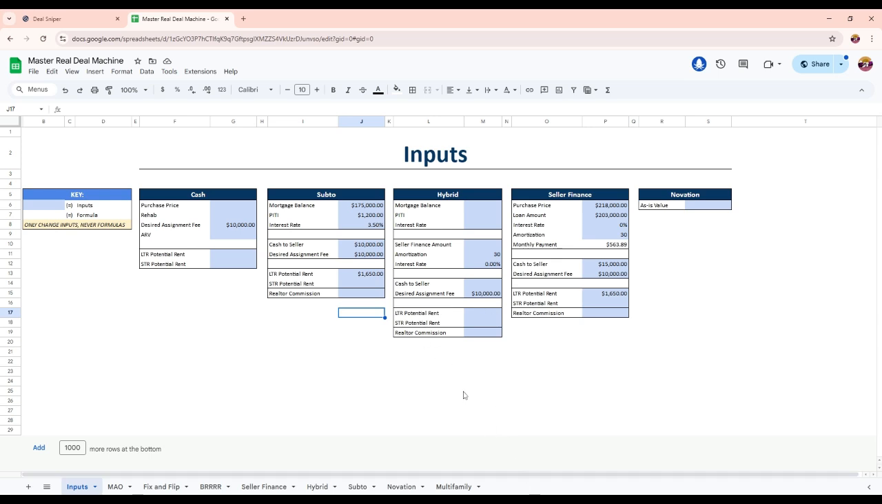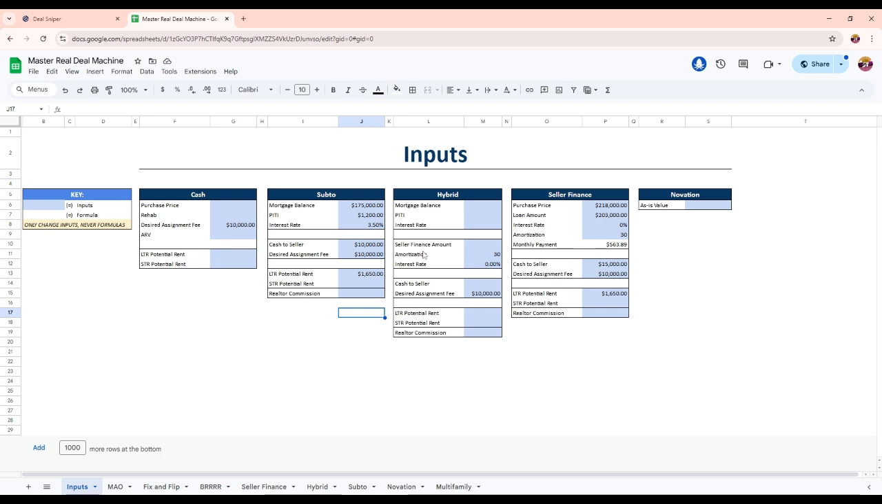This is Sean, and today we're going to be showing you how to use the calculator when it's a hybrid. Now, hybrids can be a little confusing, but once you follow a couple of simple steps, a couple of processes, you'll be just fine. So, what is a hybrid deal?